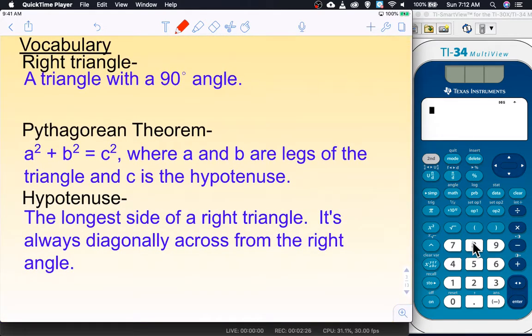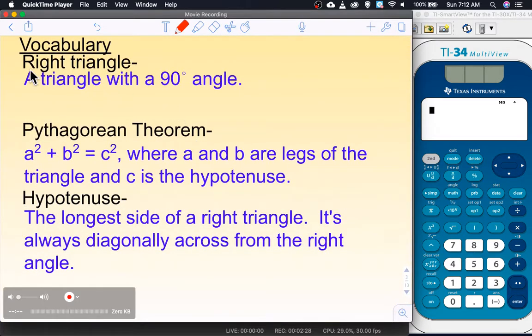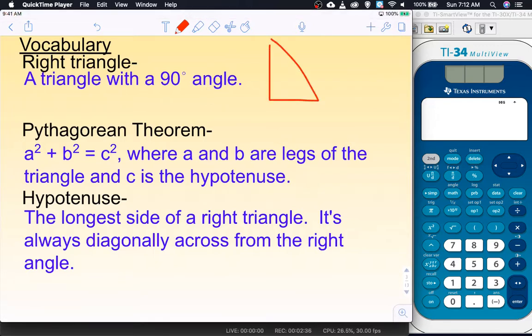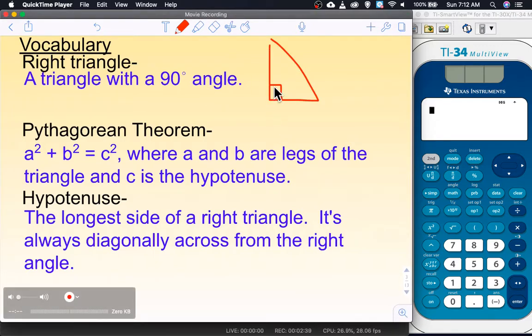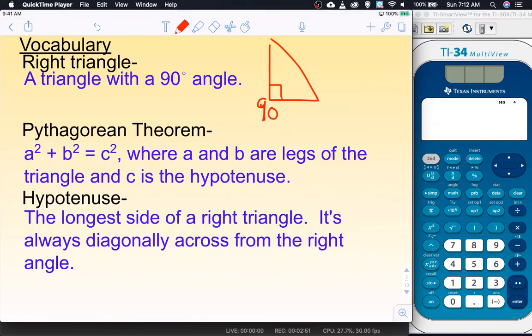So vocabulary. First off, a right triangle is a triangle with a 90-degree angle. Again, it has to have the little box in the corner. The little box in the corner means that this is a 90-degree angle. This is a right angle. If there's no little box in the corner, then we can't do the Pythagorean theorem.